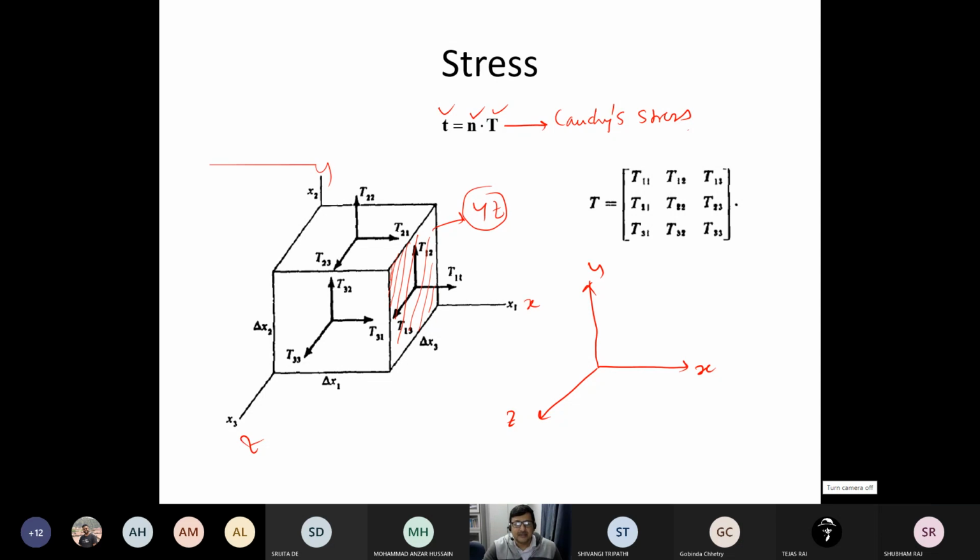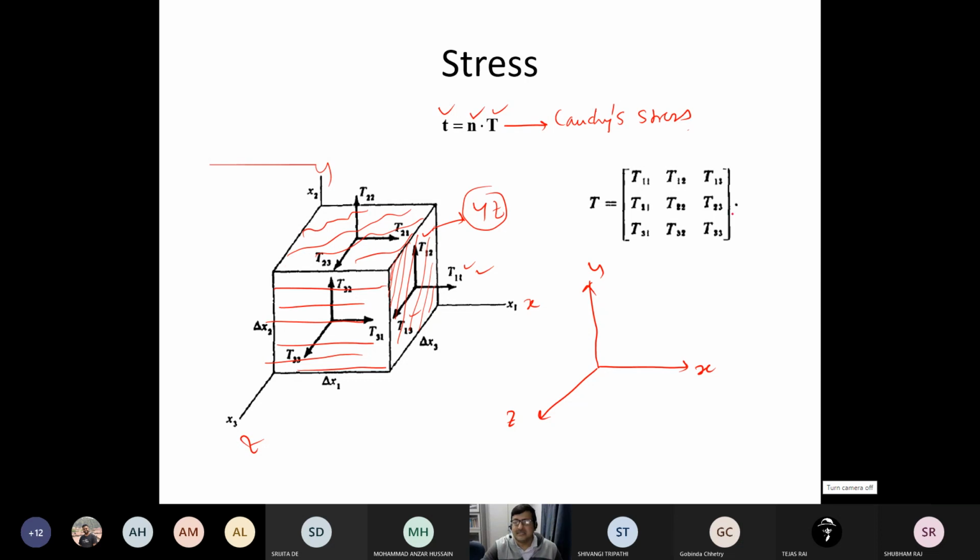Similarly, what is this particular plane? XY plane. But it is perpendicular to Z, right? And what is this plane at the top of this cube? This is an XZ plane, which is perpendicular to Y. So we first defined the planes, and on those planes we defined the directions of the stresses also. So this is T11, this is T12, this is T13. This is the normal stress, and these are the tangential stresses, like T21.